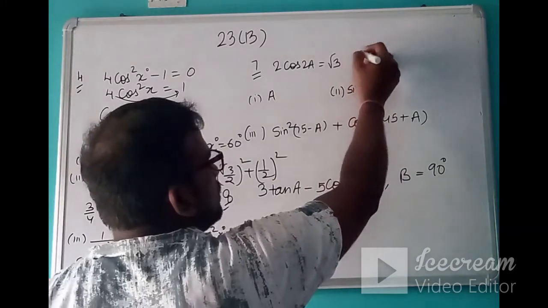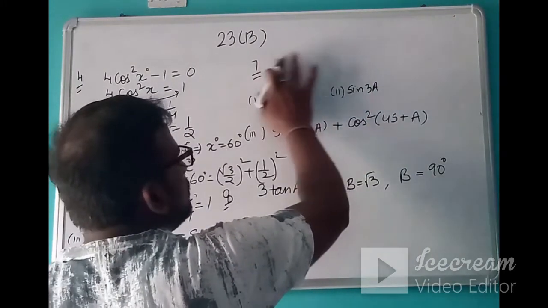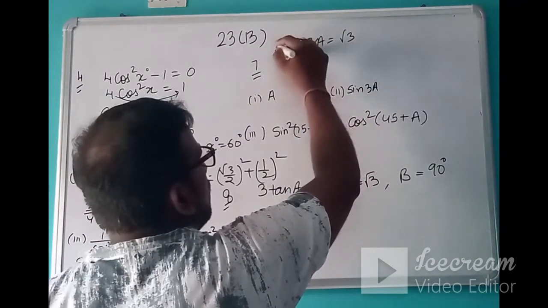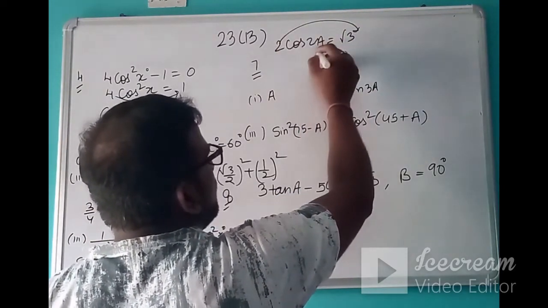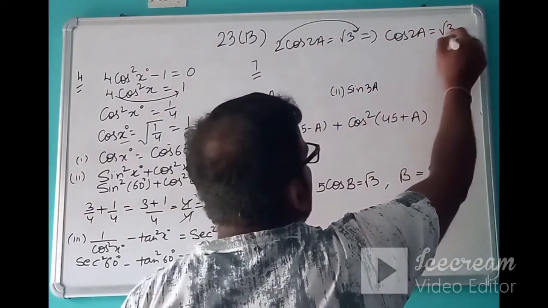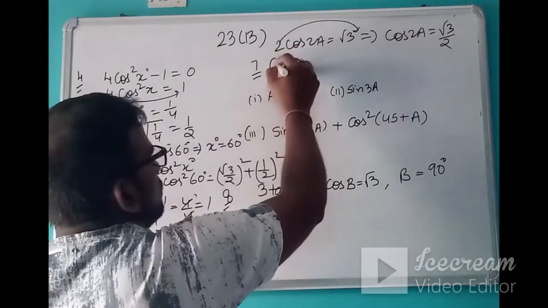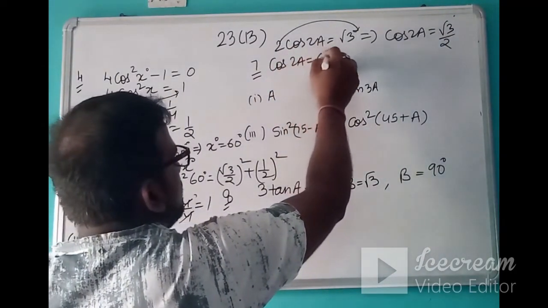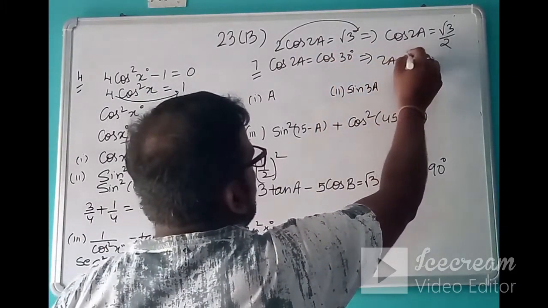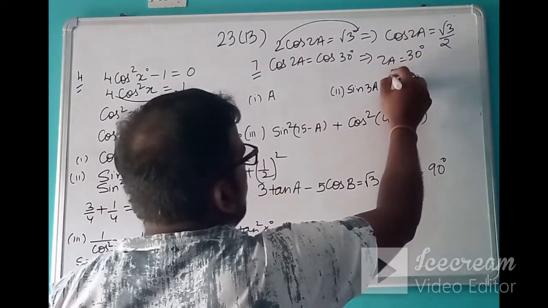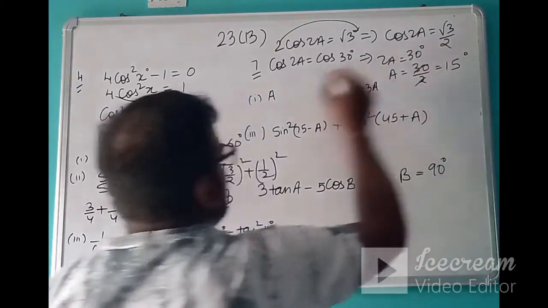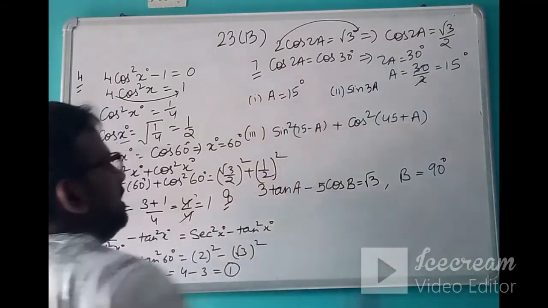Okay, suppose one more question, let's discuss. So 2 cos 2a is equal to root 3. Then what we will do next? The 2 will come here, so it becomes cos 2a is equal to root 3 upon 2. And when is cos root 3 upon 2? When it is 30 degrees. That means what is 2a? 2a is 30 degrees, and what is a? 30 upon 2, that is 15 degrees. So this is 15 degrees.